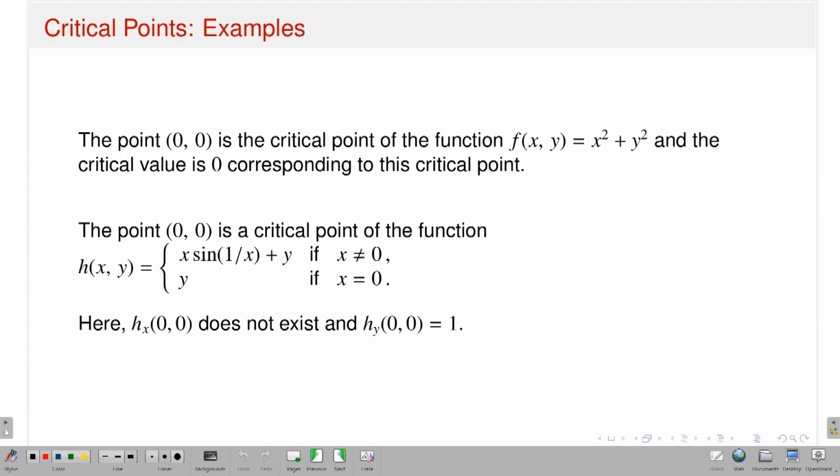Okay. So, one example of critical points, the first example: the point 0 0 is a critical point of this function and the critical value is 0. It is easy, because this is my function f from R to R.